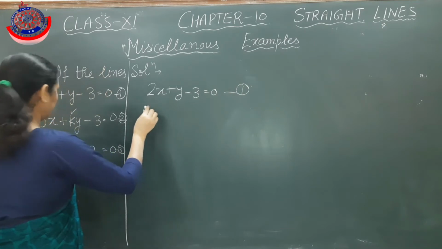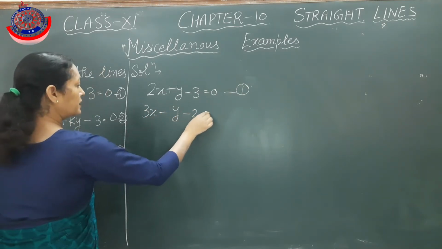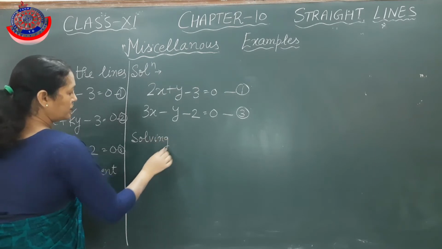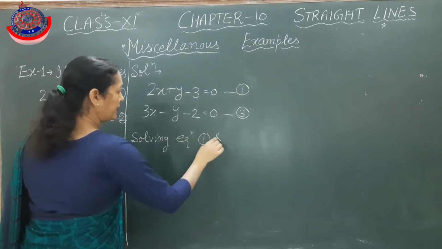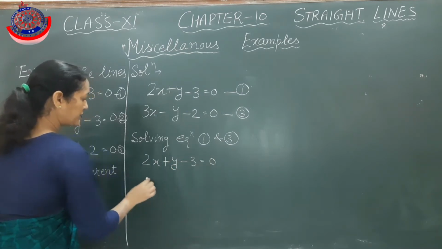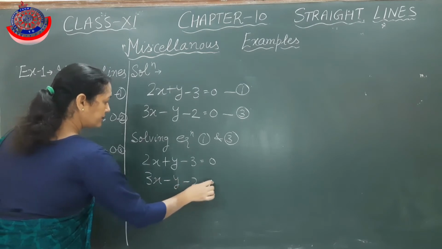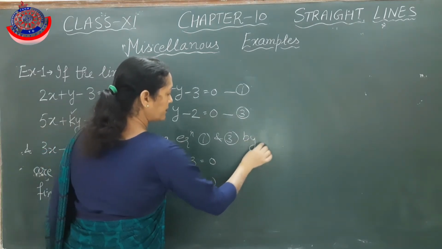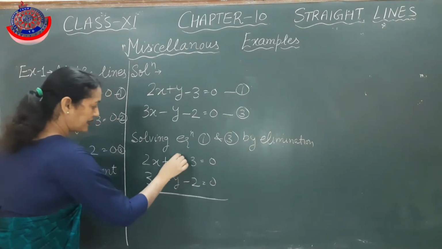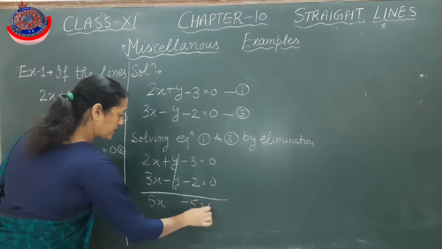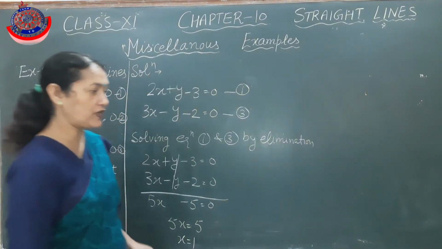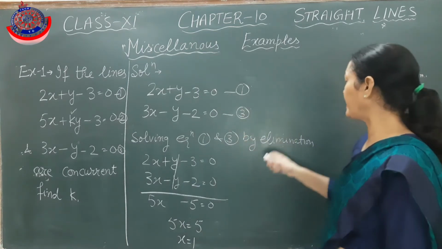Equation 1 and equation 3. Solving equations 1 and 3, simply add these equations. That means we are using the elimination method. We get 5x minus 5 is equal to 0. So 5x equals 5 gives x as 1. Now if you put this value of x as 1 in either equation 1 or 3, we will get y.